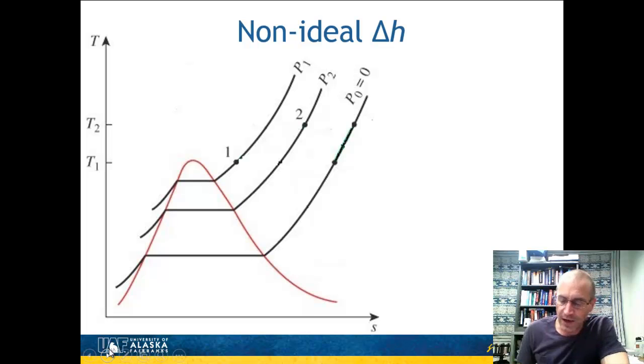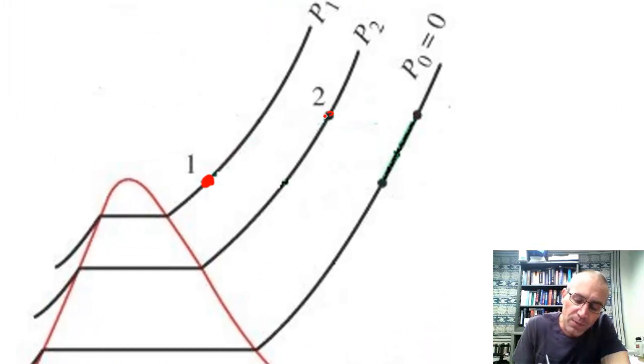And so here's a figure from the textbook, which is a T-S diagram relative to saturation. And what we're talking about is we're going from some point 1 that might be right there up to some point 2 right up here. And it's in the non-ideal range. And so what we would like to know is what is the change in enthalpy.